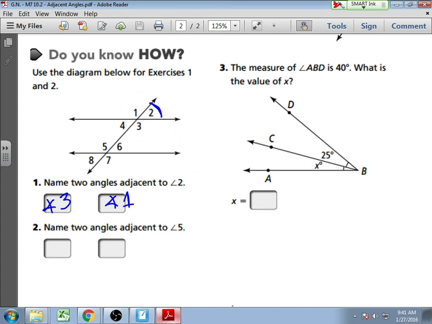Now what about 2 angles adjacent to angle 5? 6. And Oriana? I actually have a question. Is there another one for angle 2? Which one do you think? 4? Oh, no, it doesn't share a side. Never mind. Okay. And do you have the other adjacent angle to angle 5 though? 8. Yep.